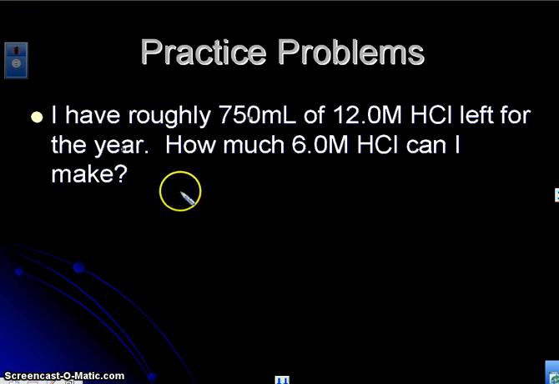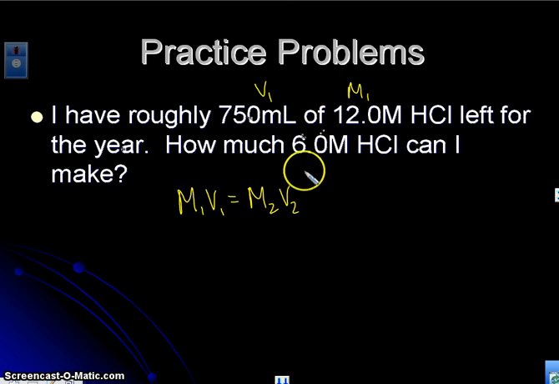So let's look at how to set this up. We know it's going to be M1 V1 equals M2 V2. We know that we have 750 milliliters of 12 molar hydrochloric acid. So this is going to be my M1, and this is going to be my V1, because those belong together. It doesn't matter if you want to call them M2, V2, that's fine. Since I've called those M1 and V1, this concentration is going to be my M2, and the how much question is the volume. So V2 is what I'm going to be looking for.